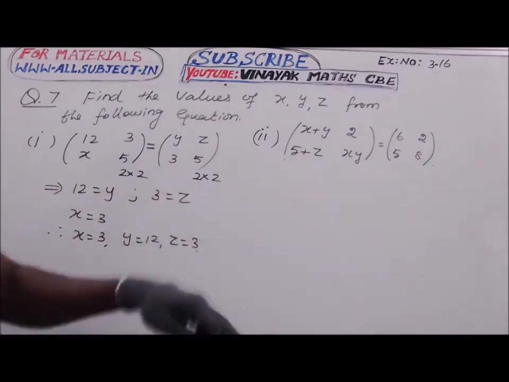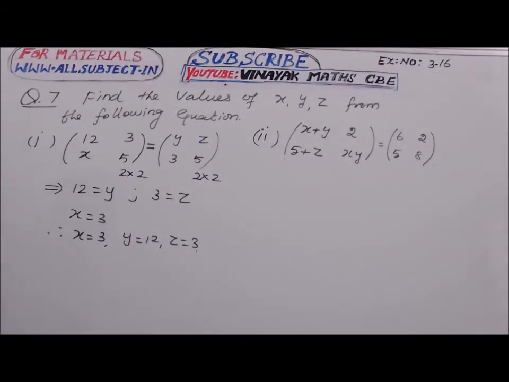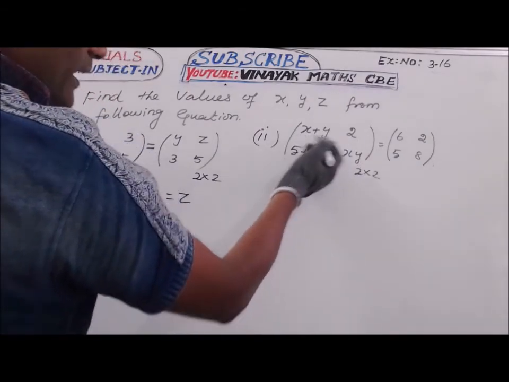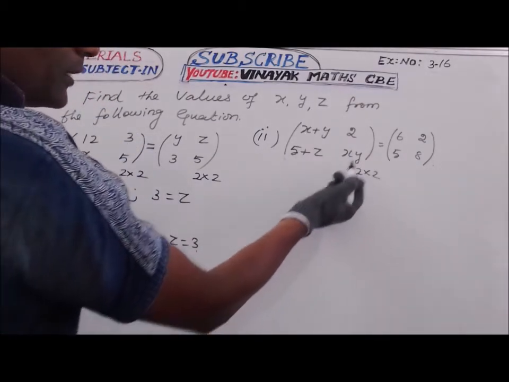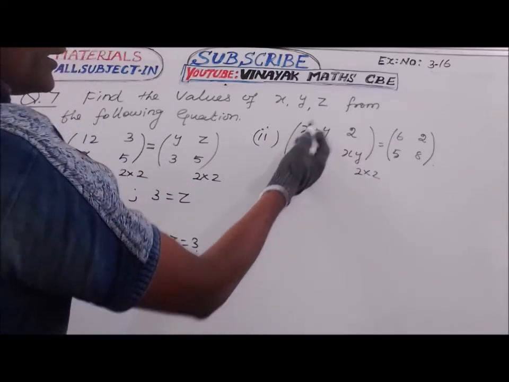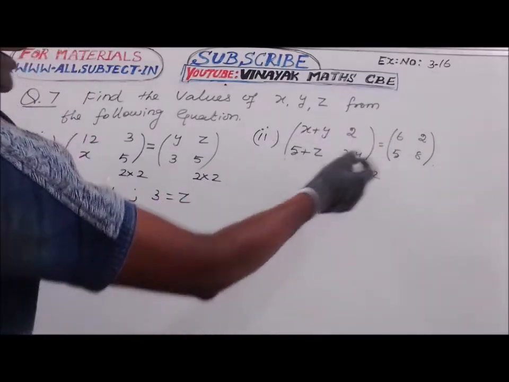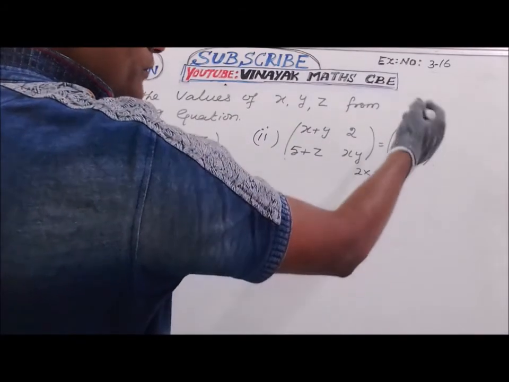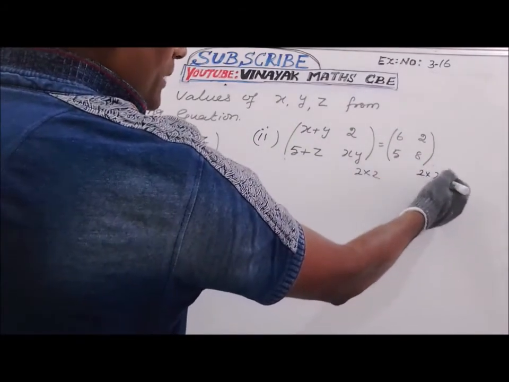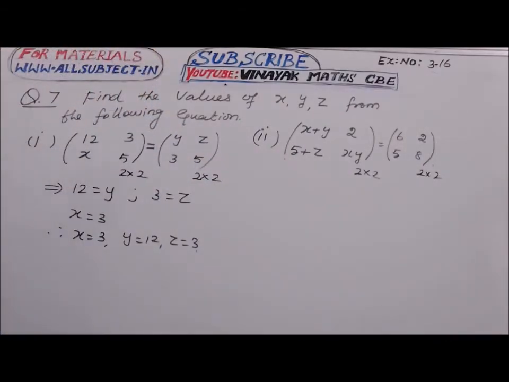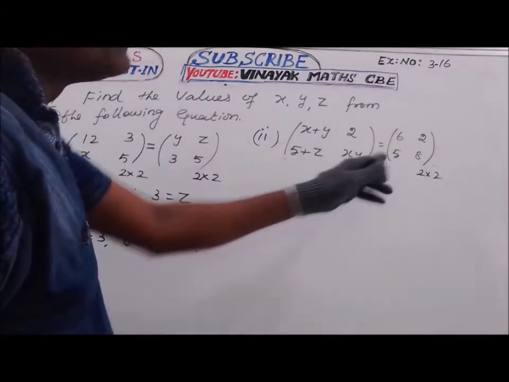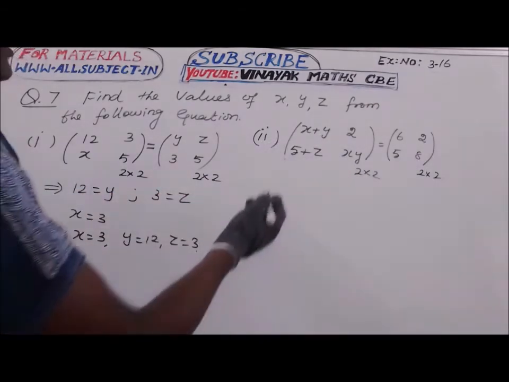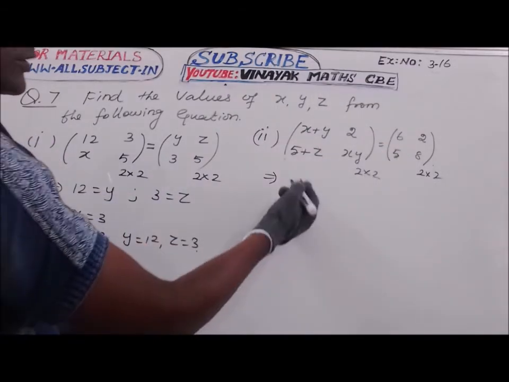Now look at the second one, subdivision 2. Here the order is also 2 by 2. x plus y is totally one element, this is also one element, xy is also one element. Here we have 4 elements, 2 by 2 order. The first matrix is of order 2 by 2 and the second matrix is also of order 2 by 2. Now the equal symbol is given between these two matrices. This means the two given matrices are equal, which implies the corresponding elements must be equal.